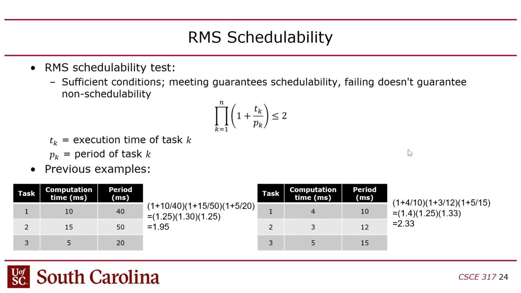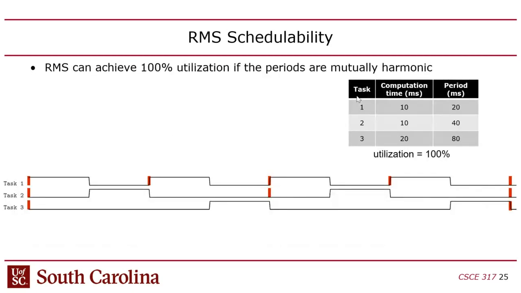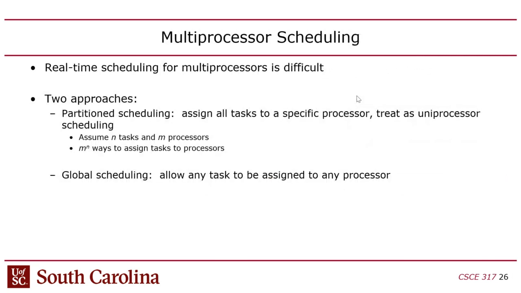And it turns out now that that's no longer the case. There's a better bound. This one's better. You can go higher than 69%. It's basically multiply 1 plus the execution time over the period, multiply those out over all the tasks, and if that number is less than or equal to 2, guarantee schedulability. Otherwise, can't make any promises. And then I mentioned that for RMS, there's a caveat. If the periods are mutually harmonic, then you can actually get up to 100%. I don't know how common that is, though. That seems kind of contrived.